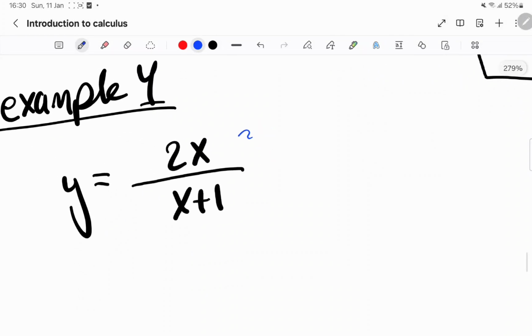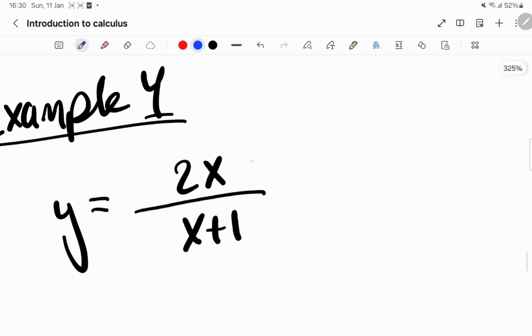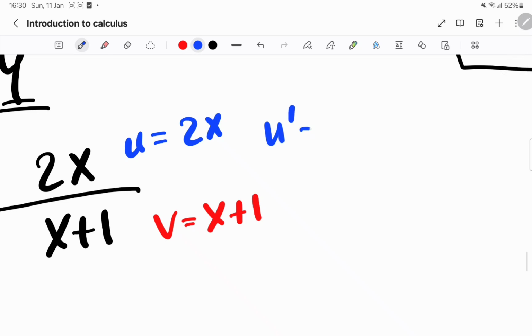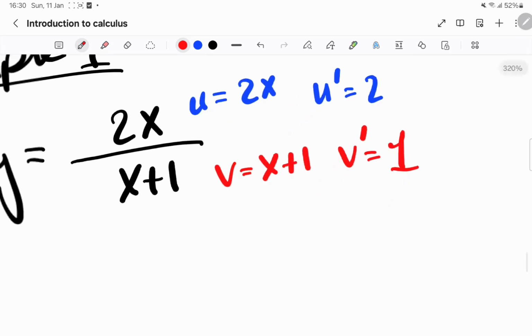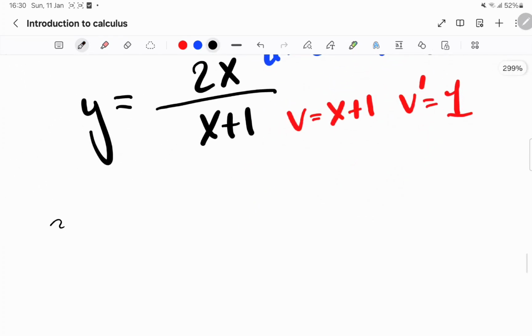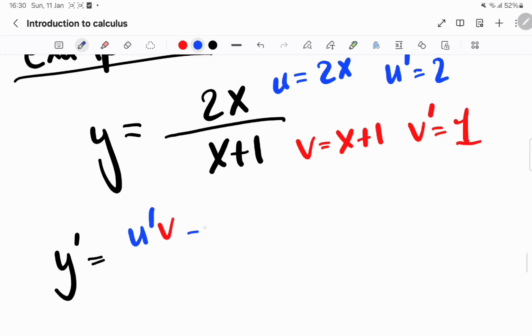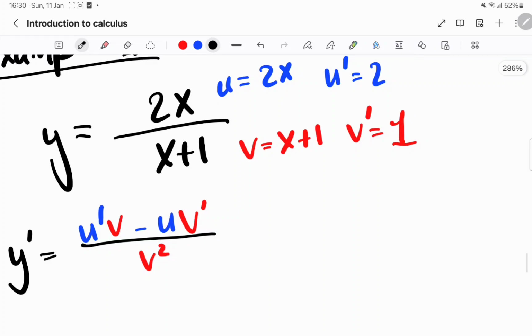First step you want to take is to find your u and your v. In this case, u would be 2x and v would be x plus 1. u prime would be 2 and v prime would be 1. As we discussed, y prime would be u prime v minus u v prime over v squared. So let's sub everything in.